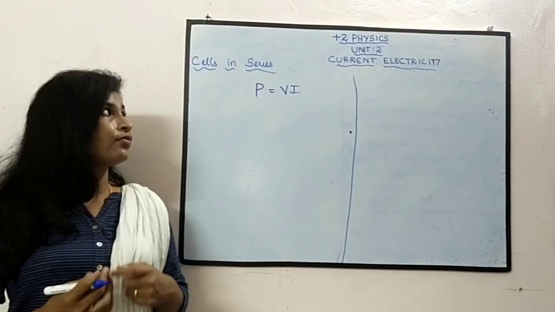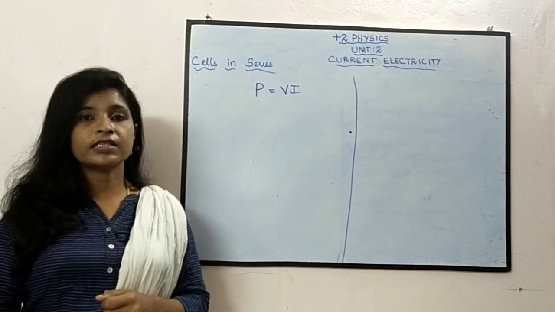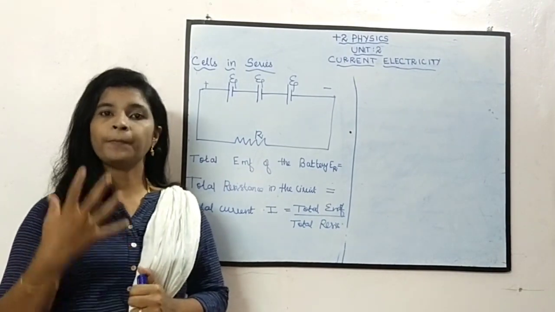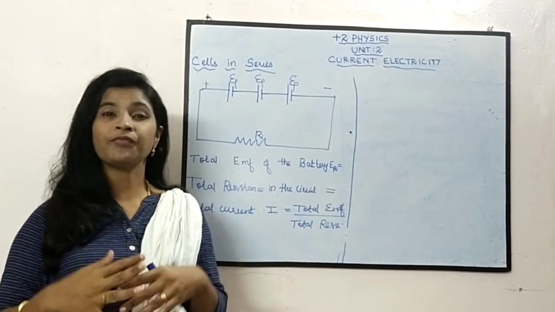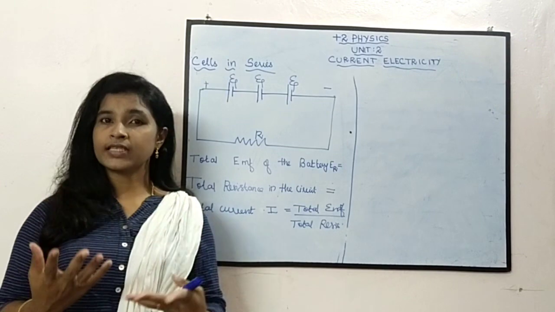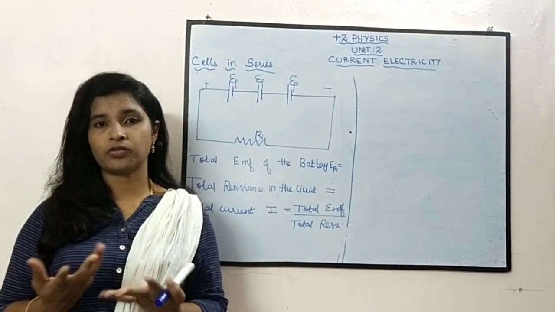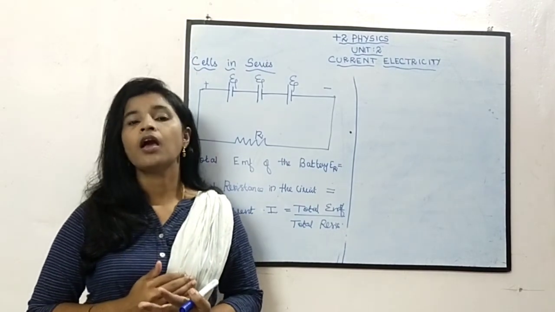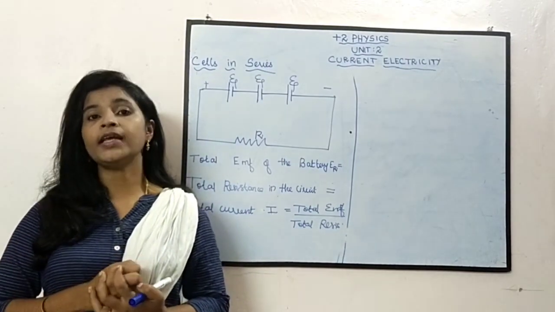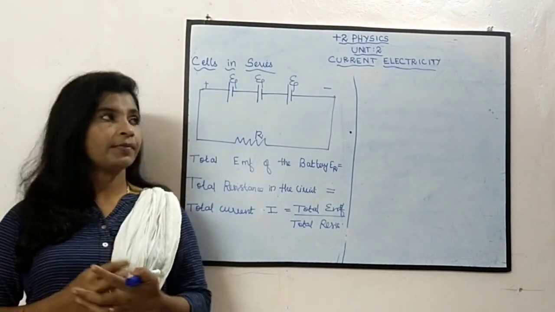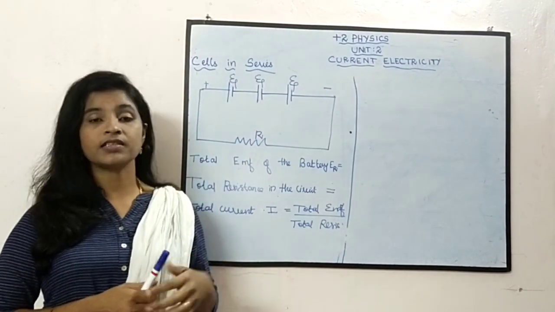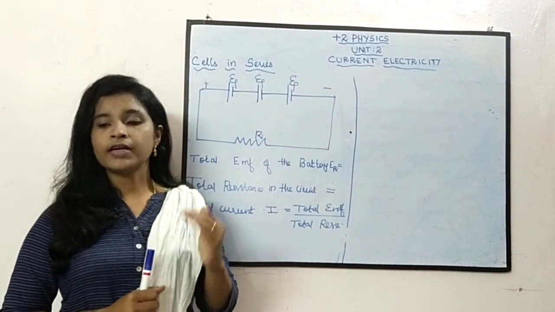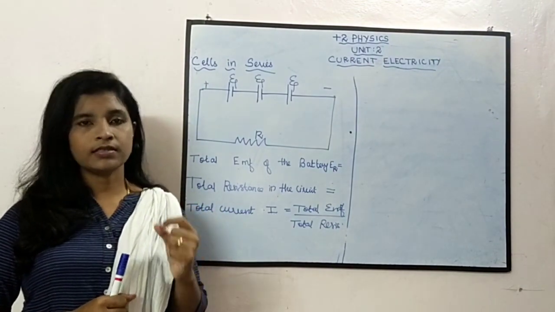For that we are studying cells in series and cells in parallel. According to the power it consumes, sometimes we may need high potential or high current. So to design such machines, we are combining the cells. There are two combinations: one is cells in series and the other is cells in parallel. First, let us see cells in series.